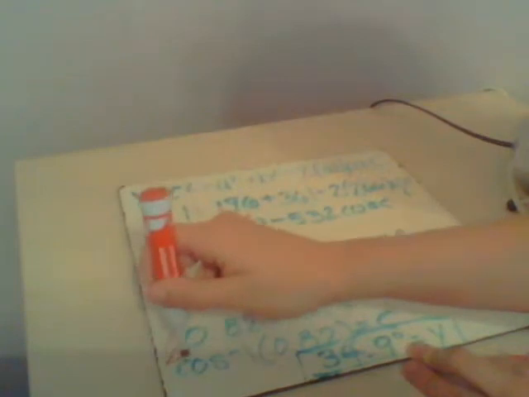Now let's get it by itself. Once again, cosine inverse of 0.82 is going to equal C or Y. So our product is 34.9 degrees is equal to Y. So that was easy enough.